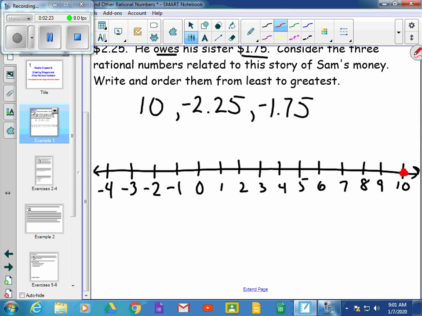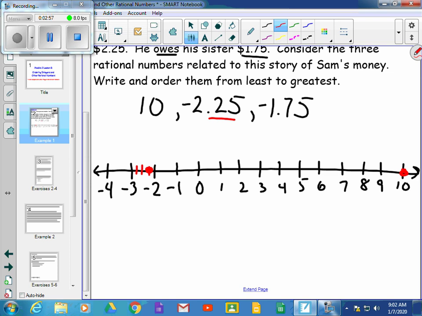Negative 2.25. Now that one is going to be in between the tick marks. We know that it's going to be in between negative 2 and negative 3. And if I look at the 0.25, I remember that 0.25 is equal to 1/4. So that means I'm going to split that up into 4 equal pieces. And I start on the negative 2, and I go to the left one of those spaces and get negative 2.25.